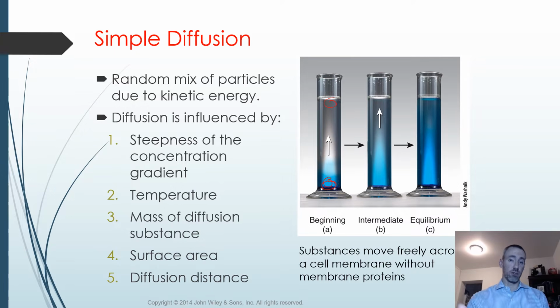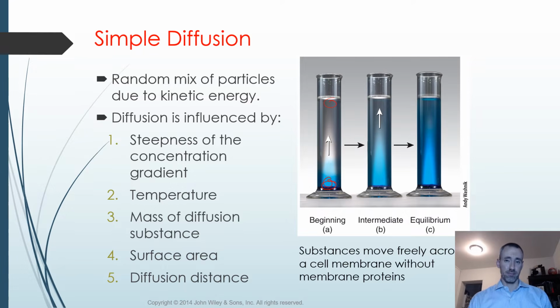This diffusion is influenced by several things, right? The steepness of the concentration gradient. So the larger the difference, the greater the energy. Temperature. In our bodies, that's going to be fairly well maintained. It doesn't fluctuate all that much, but there can be some differences, particularly very high temperatures or fevers. The mass of the diffusing substance. Larger molecules will diffuse a little bit slower.